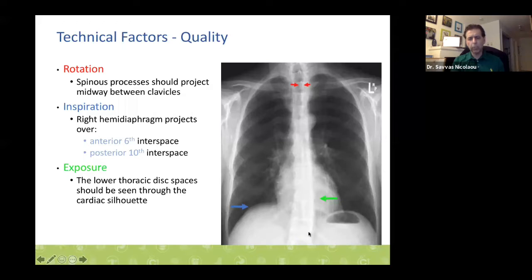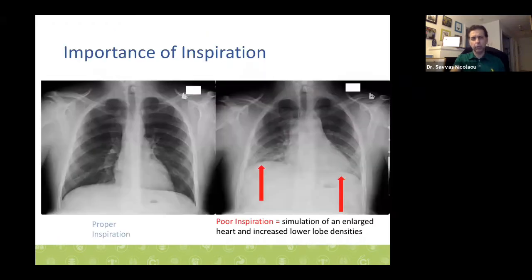And then lastly, exposure. A good amount of X-ray beam has been utilized to expose this radiograph. The lower thoracic disc spaces should be seen through the cardiac silhouette or the cardiac structures, meaning the following. I should be able to see a thoracic vertebral body, and I should also perceive a disc space between the thoracic bodies. That implies a good exposure of the radiograph. Not too much, not too little, because those can have significant implications that we'll talk about.